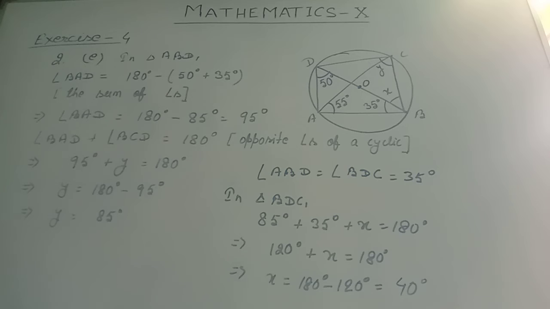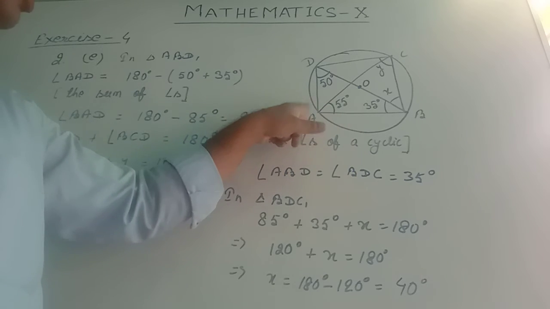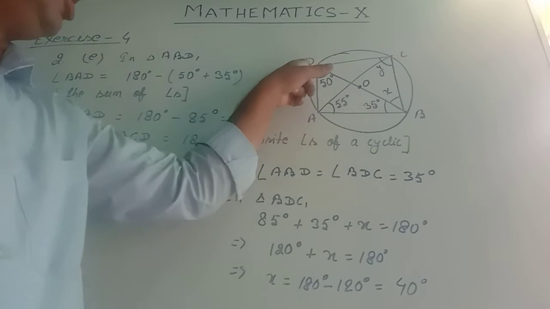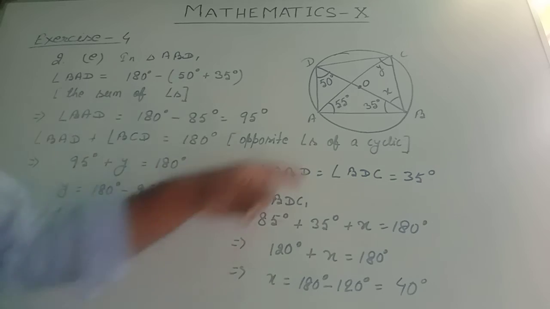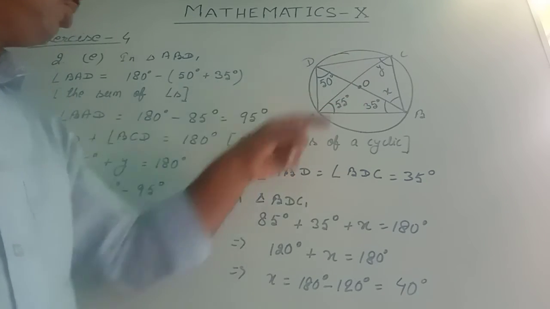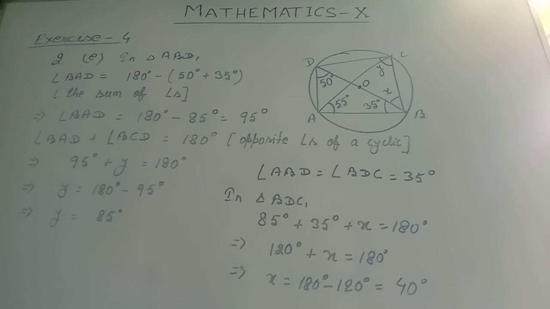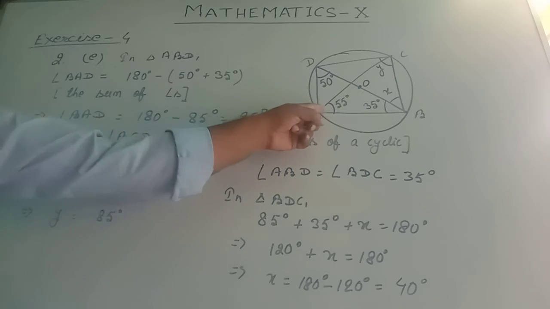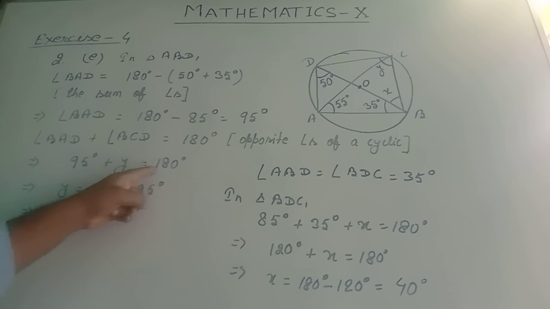Then we see this angle BAD, this much we got 95 degree, and angle BAD plus angle BCD, this angle and this angle, both are opposite angles of a cyclic quadrilateral. Therefore, angle BAD plus angle BCD will be equal to 180 degree. Reason is written, opposite angles of a cyclic quadrilateral. We got 95 degree from above, and that angle is y. 95 plus y equal to 180 degree. So y equal to 180 minus 95, y equal to 85 degree.